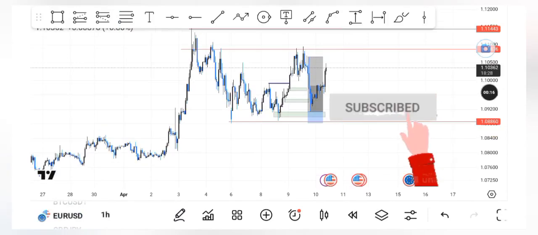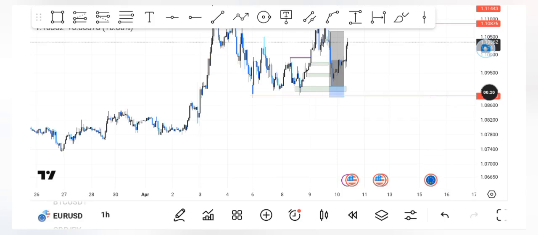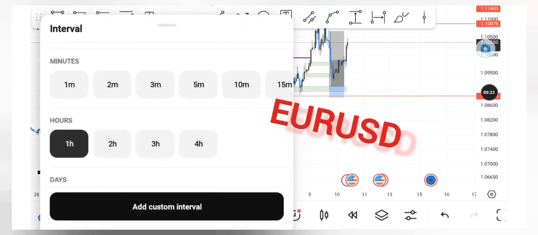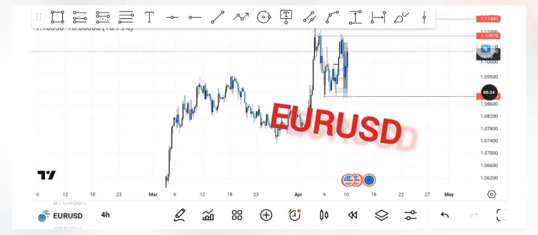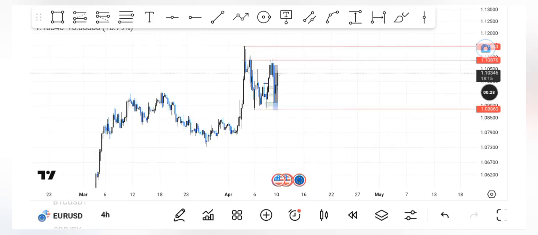So today we are going to share with you something small on the pair called Euro USD. As you're seeing there, this is our chart.